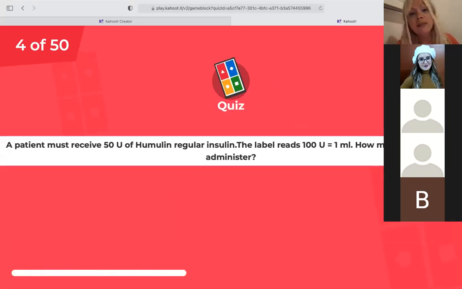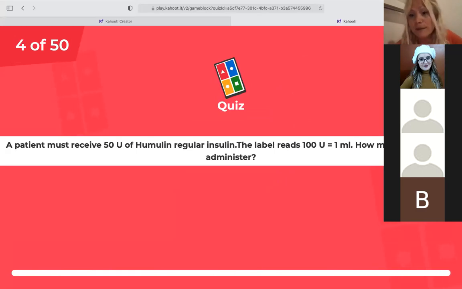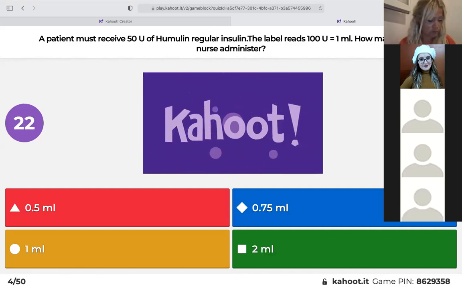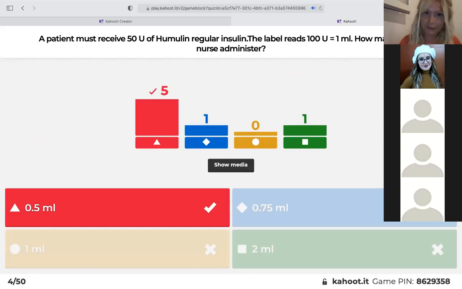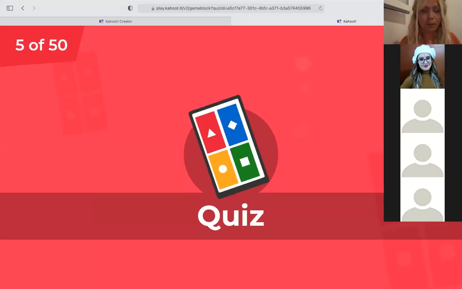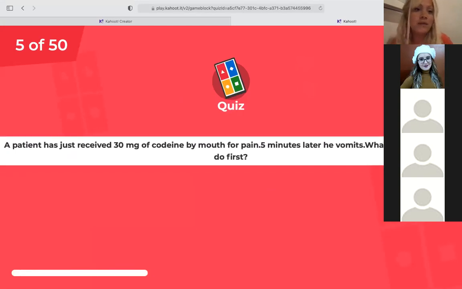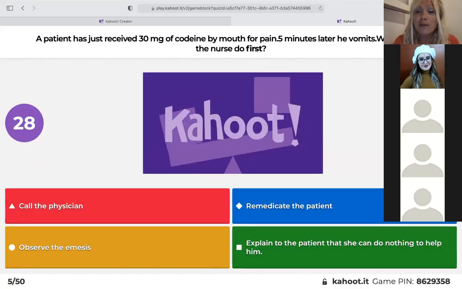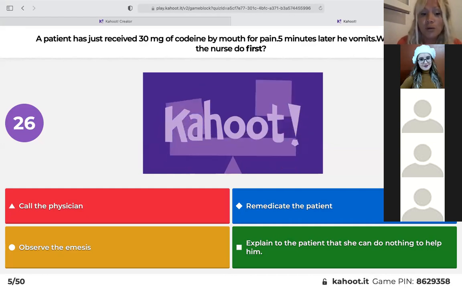A patient must receive 50 units of regular insulin. The label reads 100 units equals 1 milliliter. How many milliliters should the nurse administer? A patient has just received 30 milligrams of codeine by mouth for pain. 5 minutes later, he vomits. What should the nurse do first?